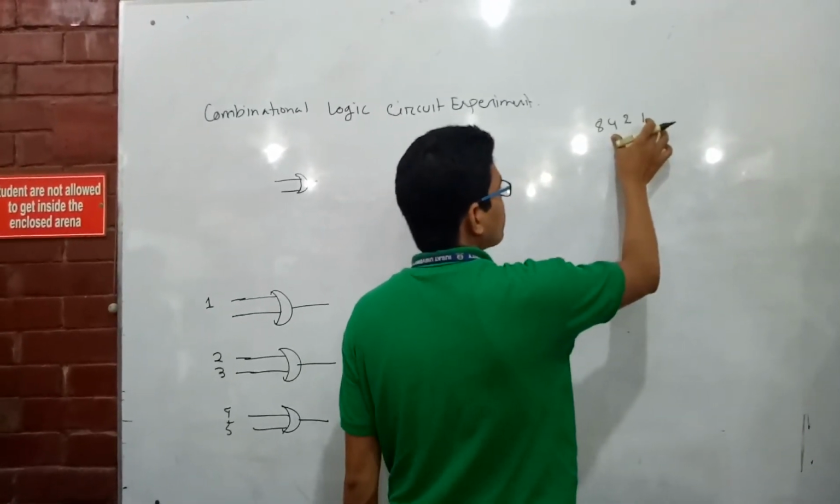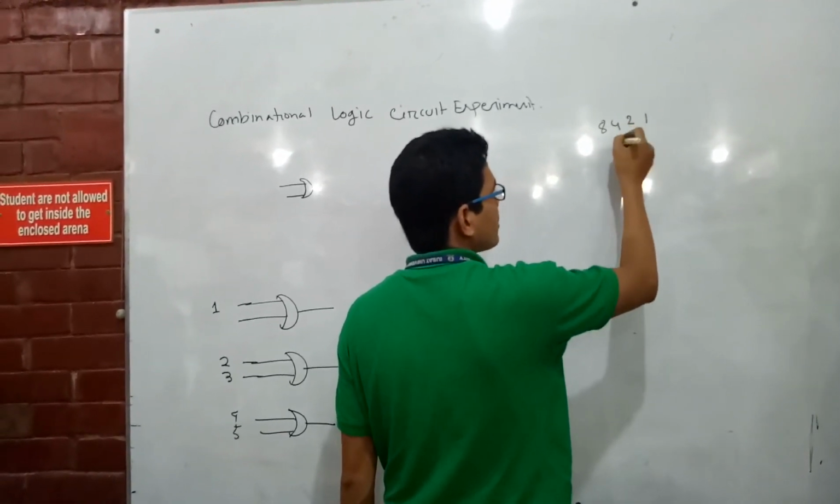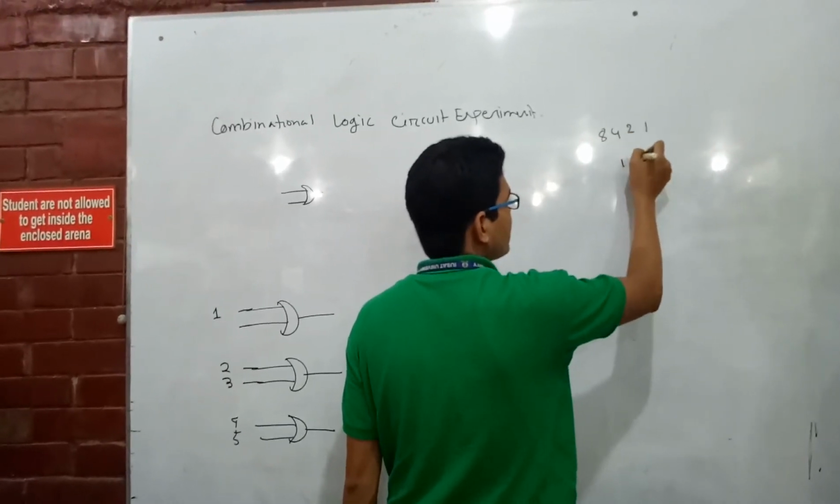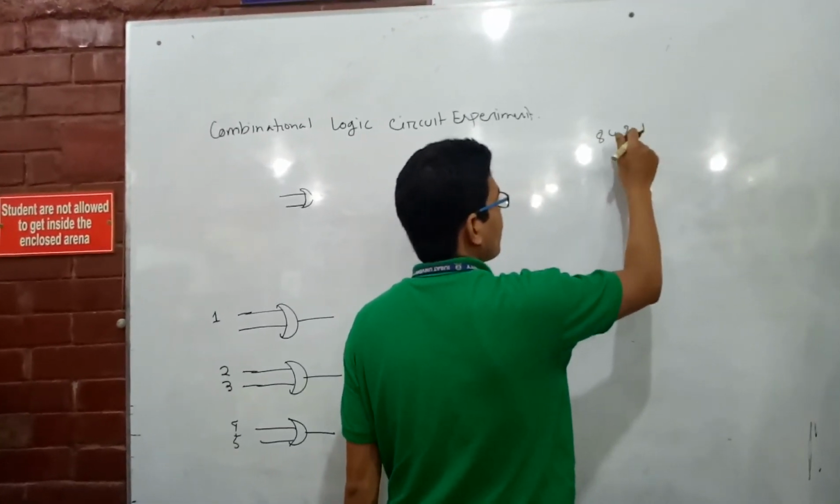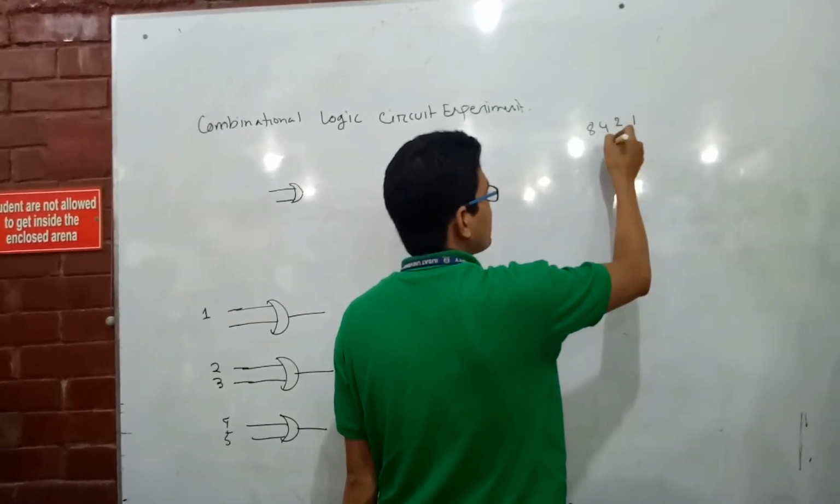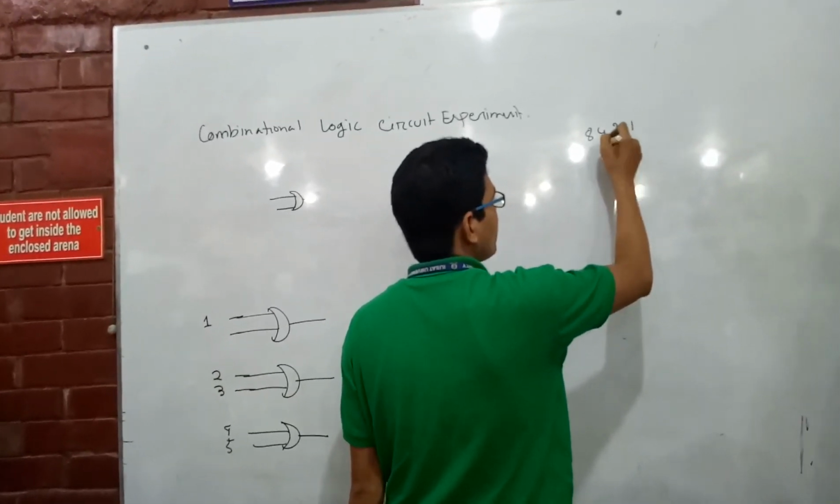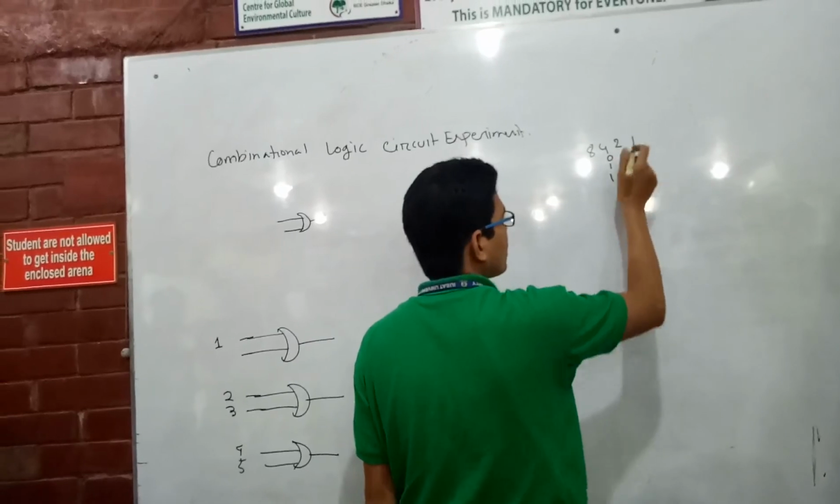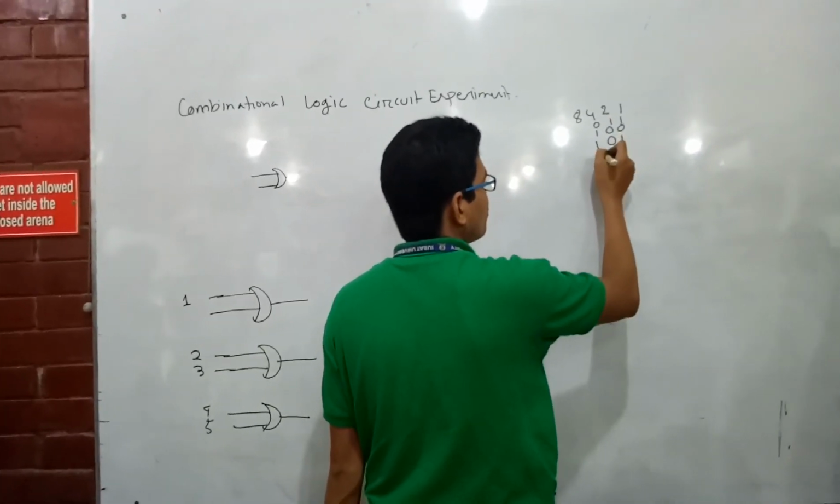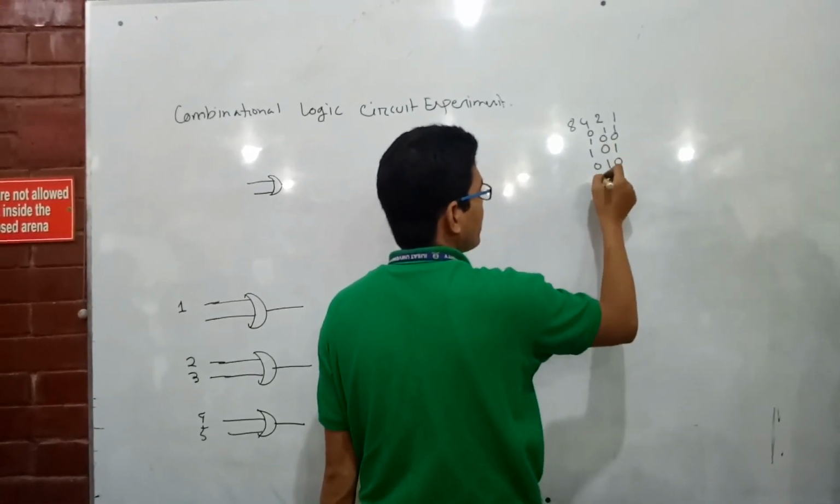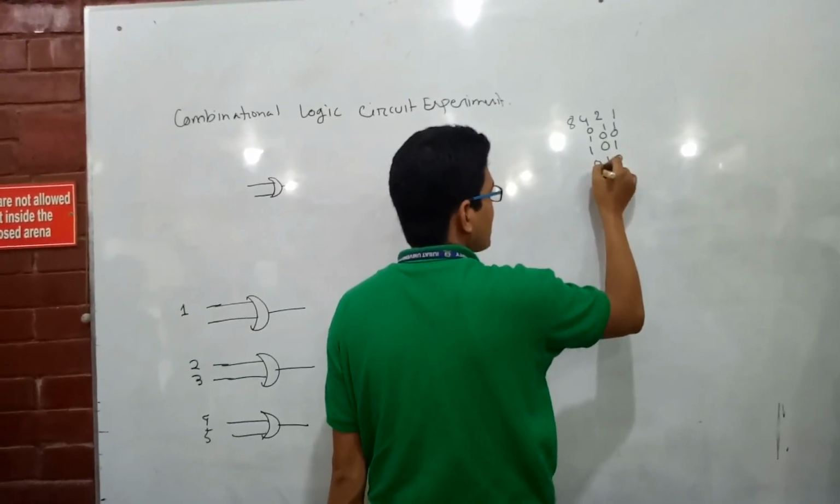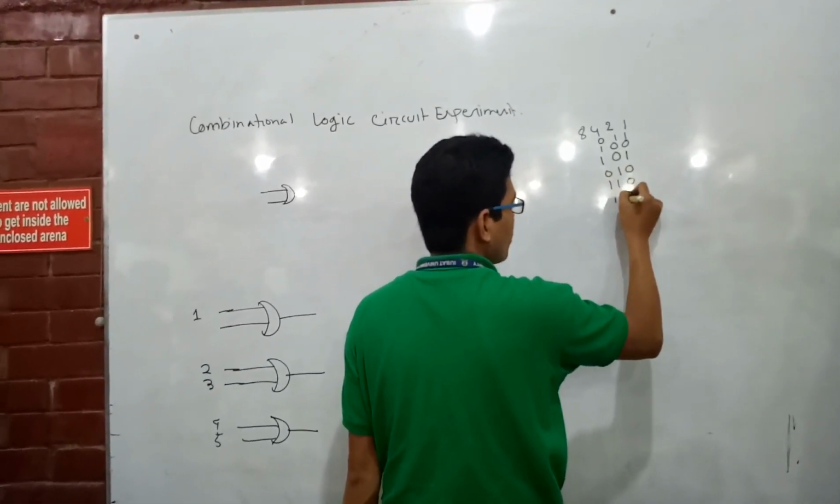So if I would like to make 5, that means 4 and 1, right? Yes. So 4 will be 1, 2 will be 0 and 1 will be 1. If I would like to make 4, this is 1, 0, 0. 3 is 0, 1, 1, right? And for 2, 0, 1, 0. And then like this, 6 is 1, 1, 0, and 7 is 1, 1, 1.